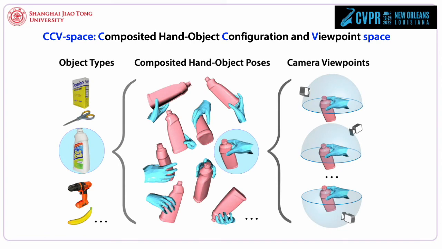To put the object, grasping pose, and the viewpoint direction together, we propose the concept of the CCV space, which stands for the composite hand-object configuration and viewpoint.